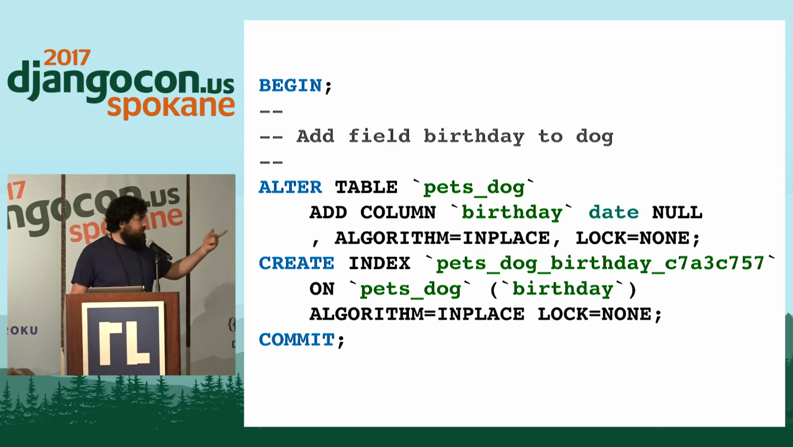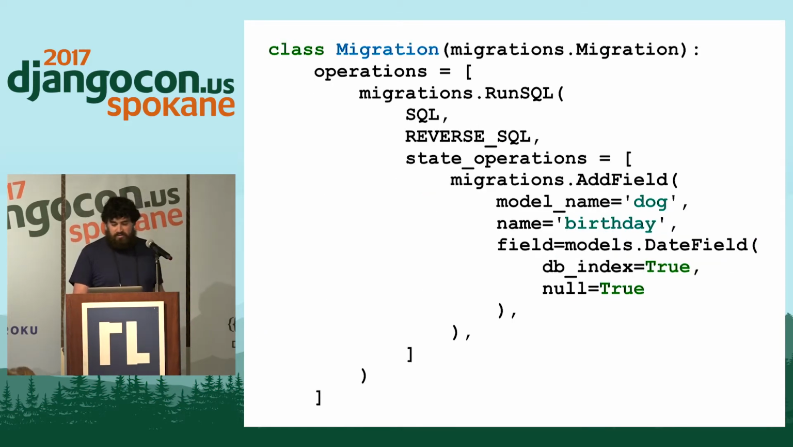A note here is if you run it like this, and it has to take a lock to do the thing you want it to do, it will just fail. It won't silently downgrade to taking locks, which is actually really handy. All right, so how do we use that with Django?